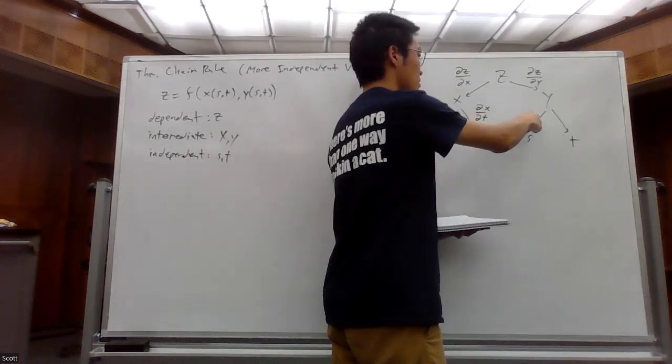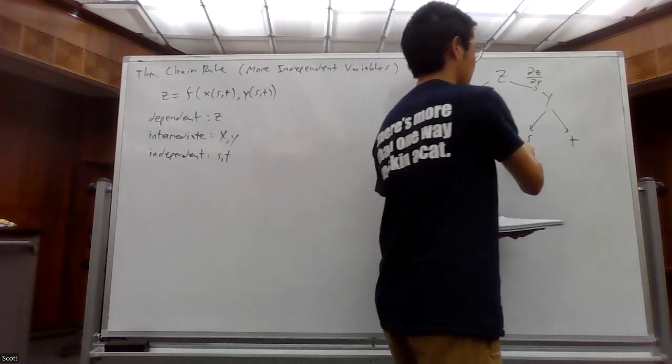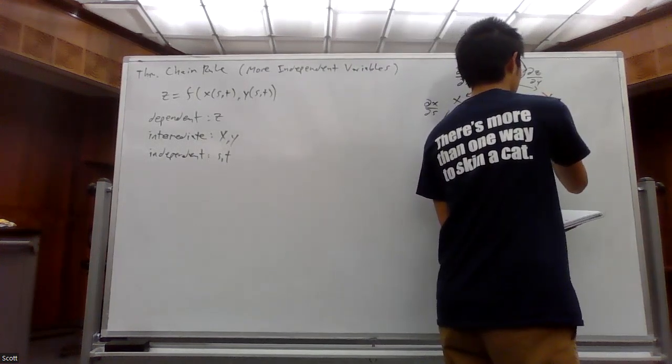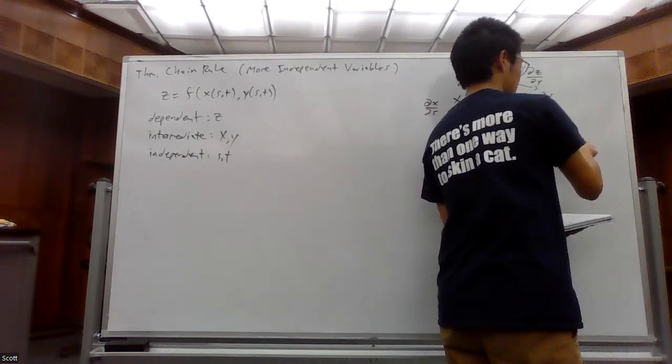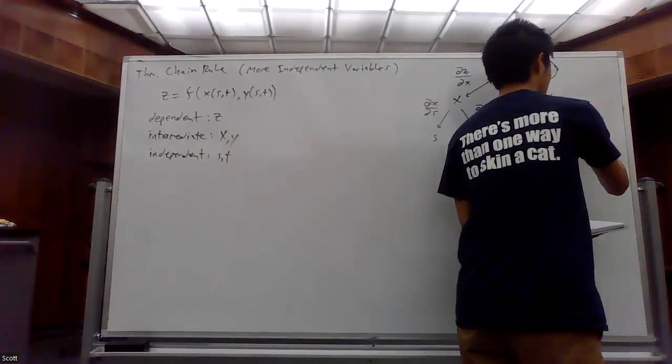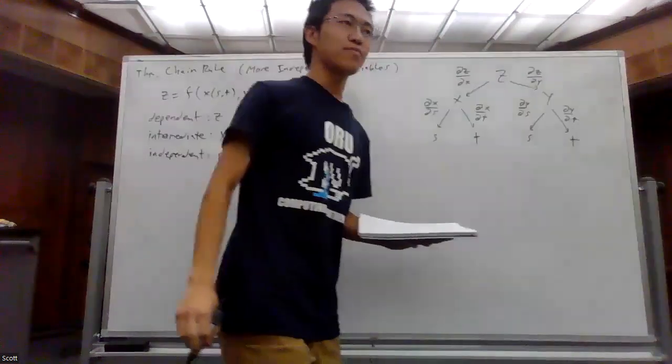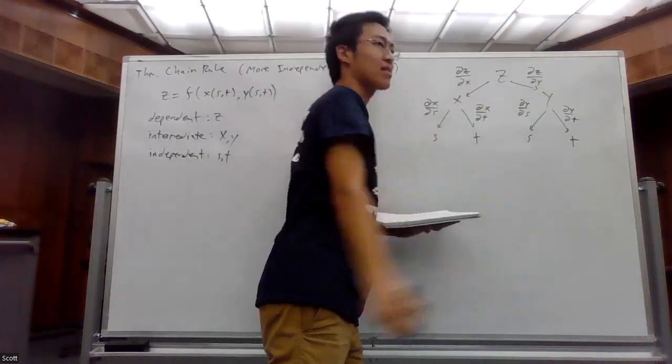this side. And then over here, what's going to be from the y to the s? What's that going to be? Partial y. Good. And then over here, partial y, partial t. There you go. Now you can build this chain rule by just taking every single path.